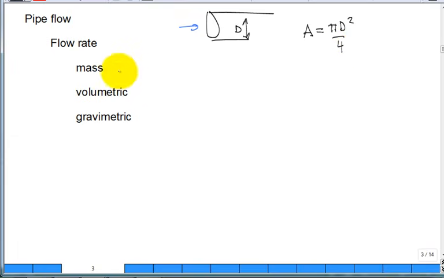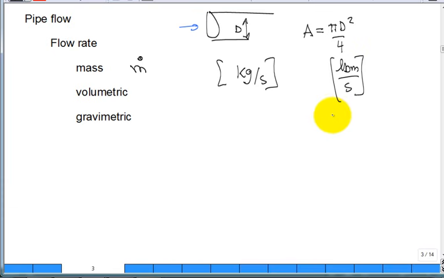So what symbol do you think would be good in general for mass flow rate? M dot. And SI would have units of kilograms passing some location, crossing that cross-sectional area per second. What about United States customary system units? We're talking about mass flow rate. LBM per second, pounds mass per second, true? Now, what about the volumetric flow rate?